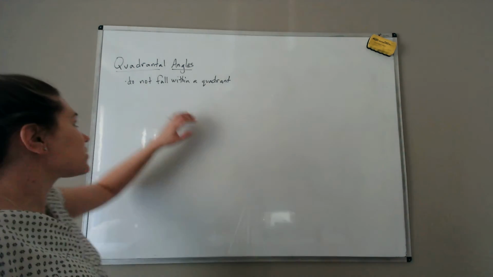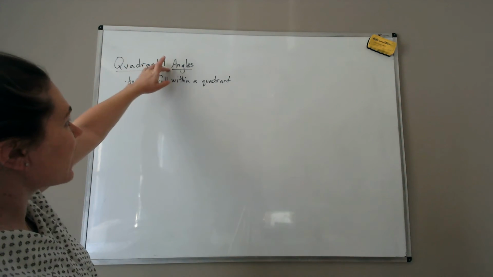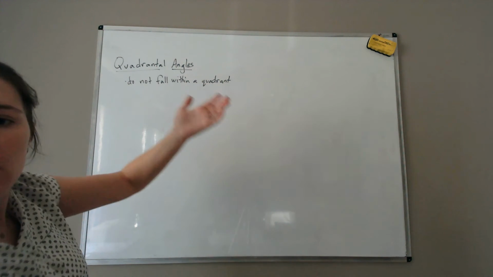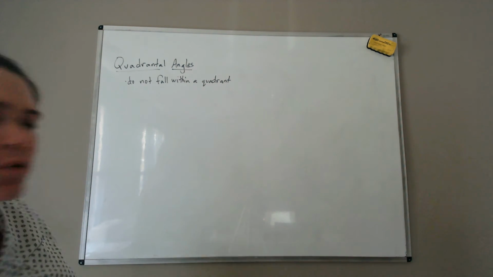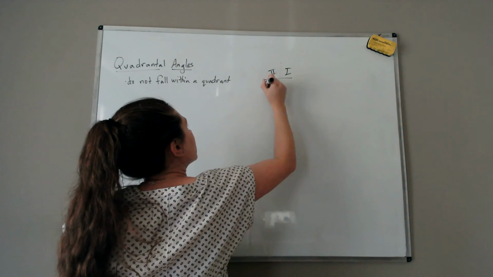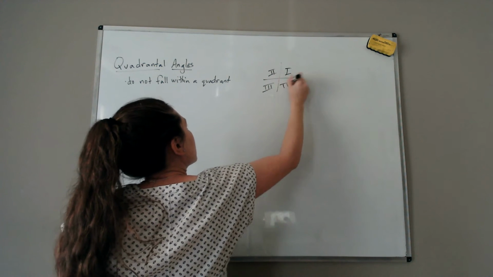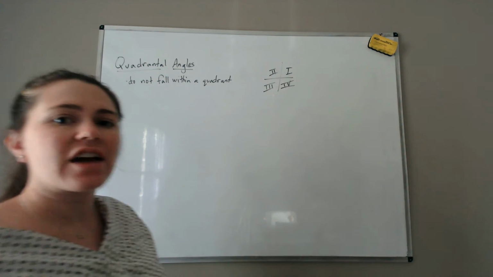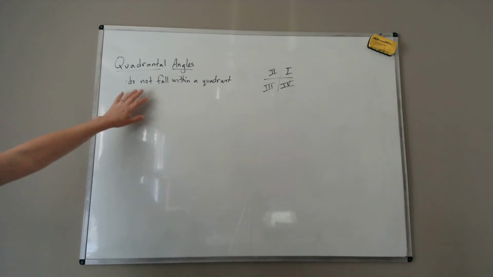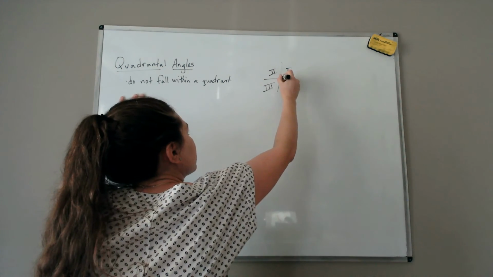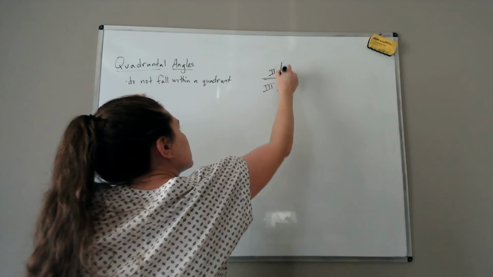Next up, we're going to discuss something called quadrantal angles. So the word within quadrantal is quadrant. Okay, we have 4 quadrants, right? 1, 2, 3, 4. And if you have what's called a quadrantal angle, these are actually special angles. A quadrantal angle does not fall within a quadrant. So what that means is you're falling on an axis.